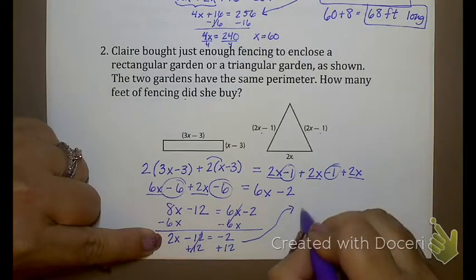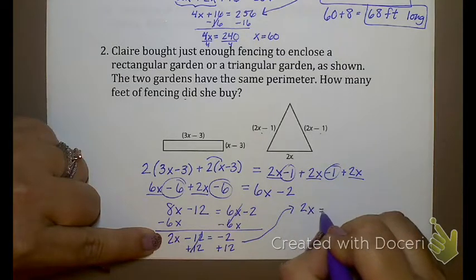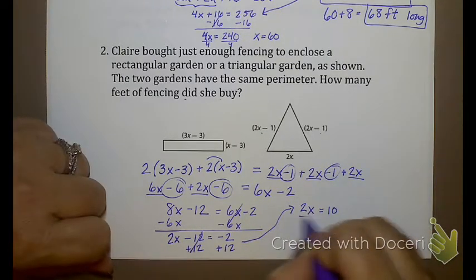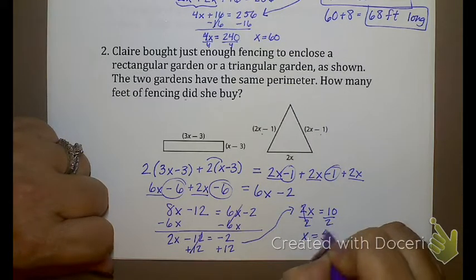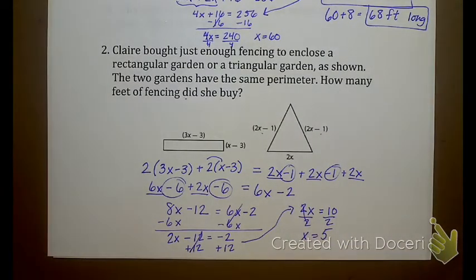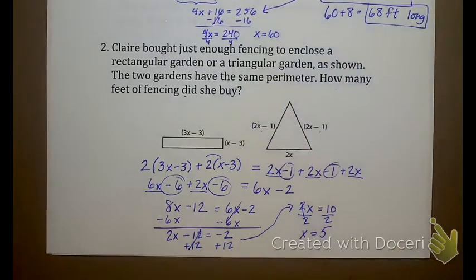Running out of room, so I'm going to move up here. 2x equals 10. Is that right? Yeah. So x equals 5. Am I done? No. What is the problem asking? How many feet of fencing? How many feet of fencing did she buy?